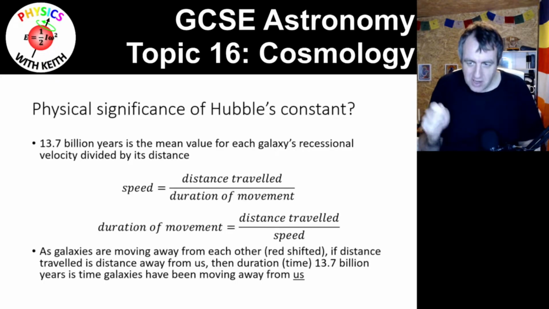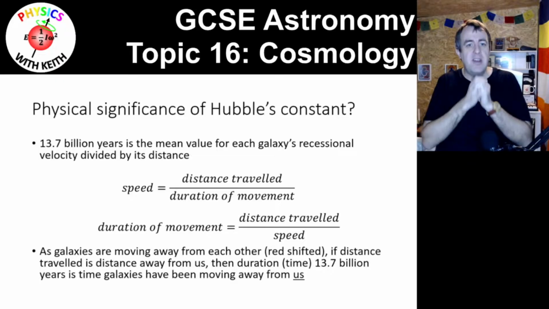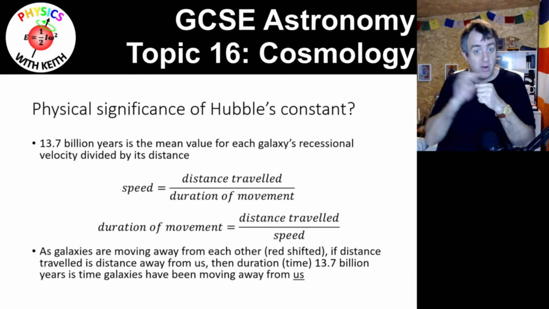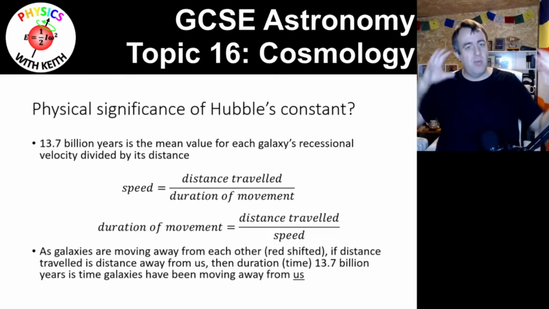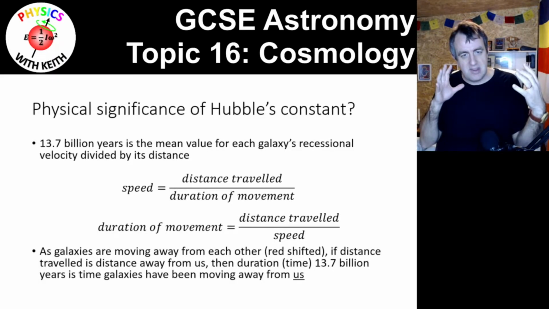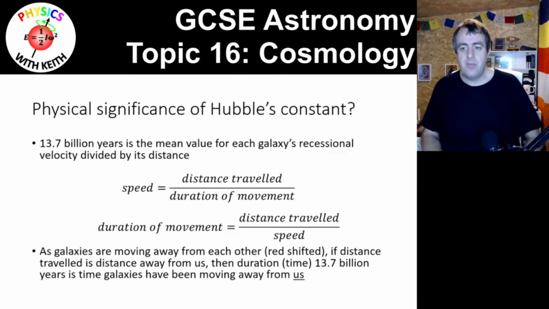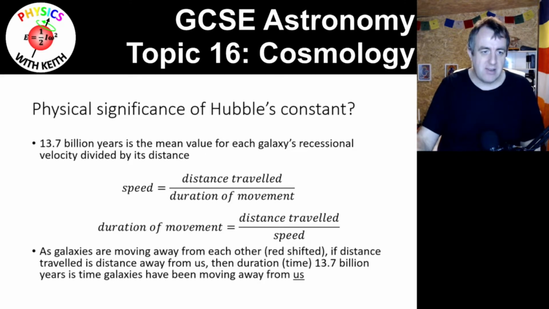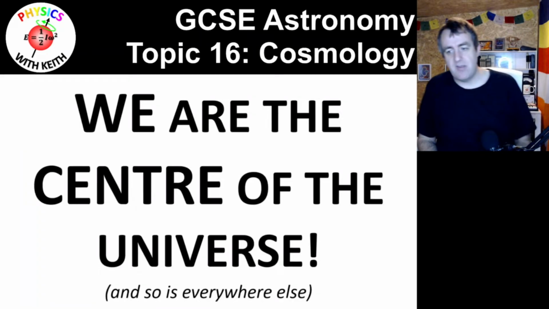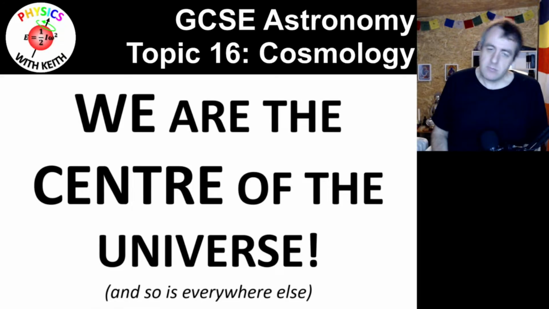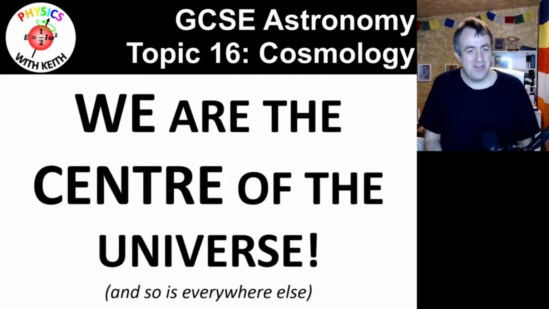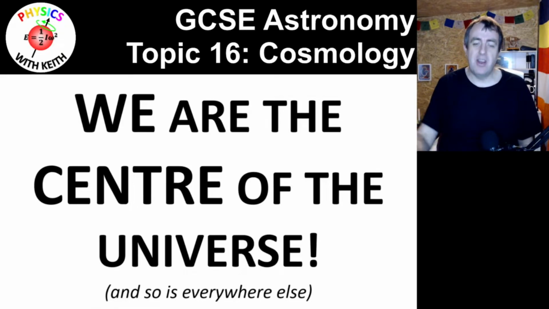13.7 billion years ago. If in 13.7 billion years, travelling at such a speed, they've moved away from us, and they're all moving away from us, they've moved away from us by such a distance, then that long ago they were here, which means that we are the centre of the universe, but so is everywhere else. Everywhere is the centre of the universe by this logic.